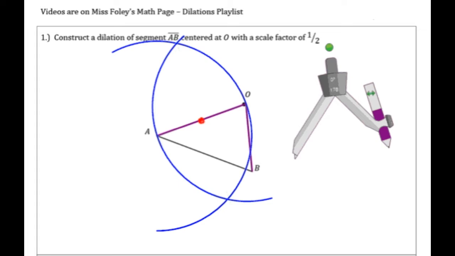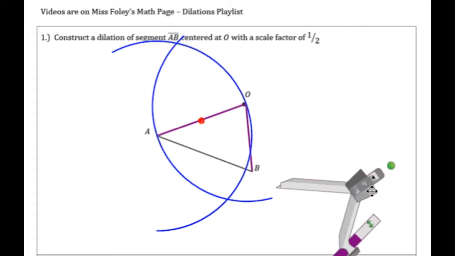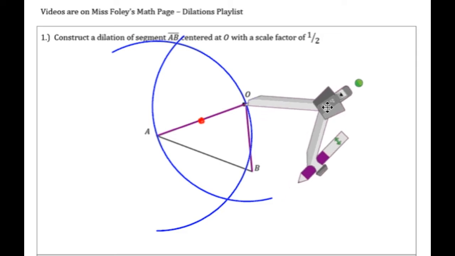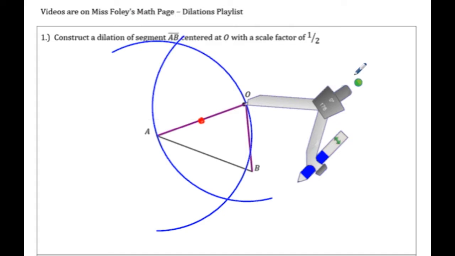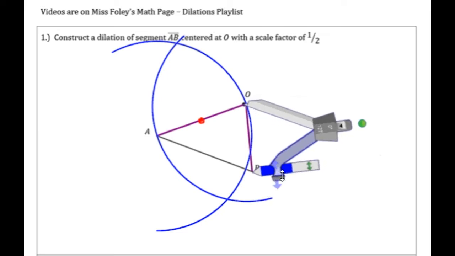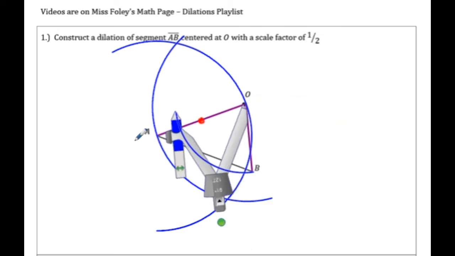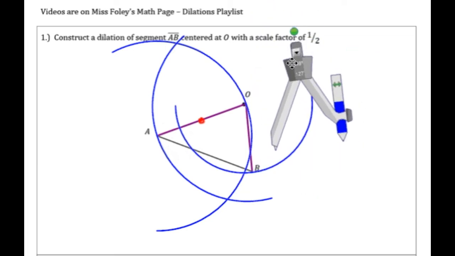So next, you're going to construct another perpendicular bisector, this time from O to B. So I'm going to put the clear piece on O, and I'm going to put the hole on B, and I'm going to construct an arc. Again, a little bit more than half of a circle. Use the same setting, flip it around.